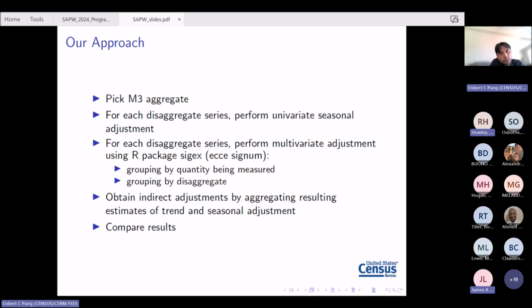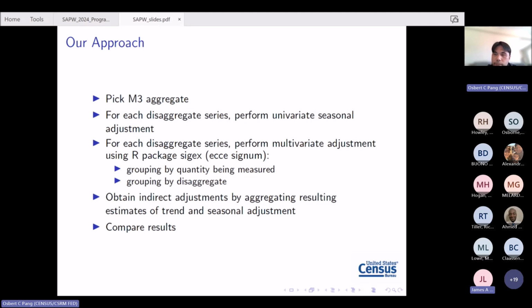So at least for our approach, we pick an aggregate, and then for each of the disaggregate series, or component series, we perform a univariate seasonal adjustment. We'll look at it from both an X11 and a SEATS perspective, and then we repeat this using the JDemetra package in R, but as a multivariate adjustment instead, looking at this in two different ways.